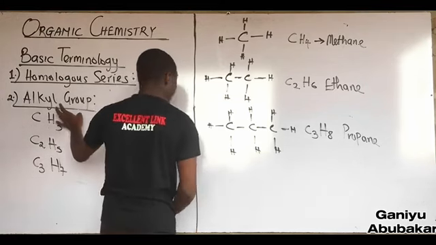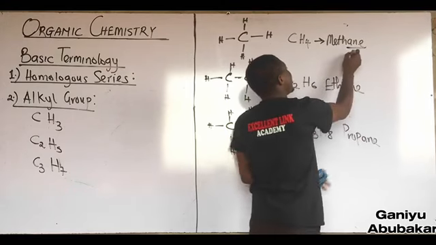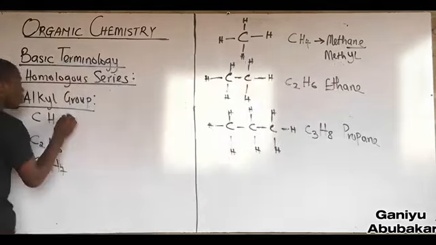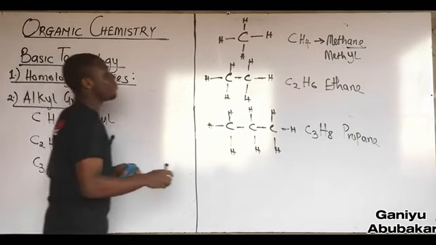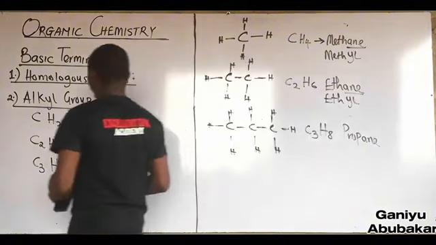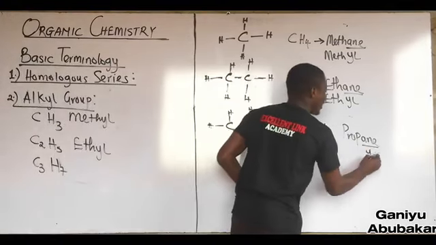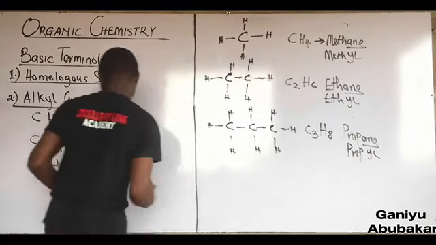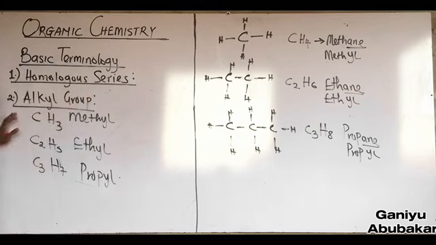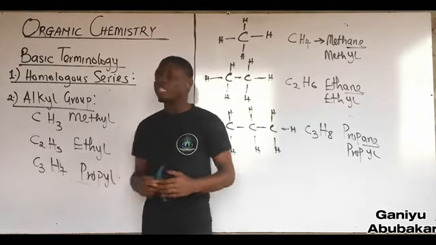We said the alkyl groups are named after the alkane by substituting the last ANE by YL. So I will remove this last ANE and replace it by YL. So I'll have methyl. The first member, which is CH3, is called methyl. The second member, take away the last ANE and replace by YL, I'll have ethyl. The third member, replace the last ANE by YL, I'll have propyl. This is the concept behind the alkyl group, a family of organic compounds derived from the alkane by the loss of one hydrogen.